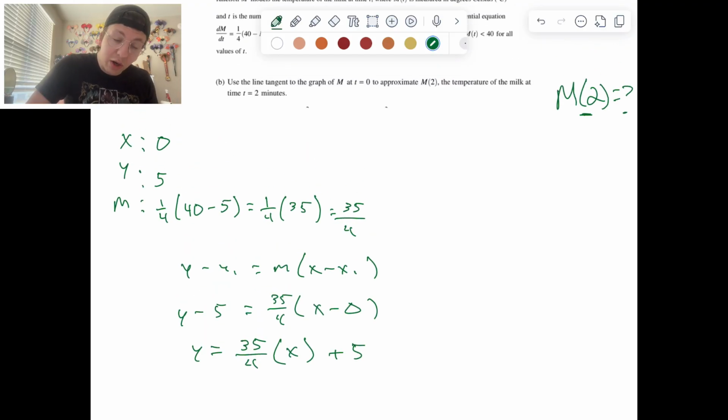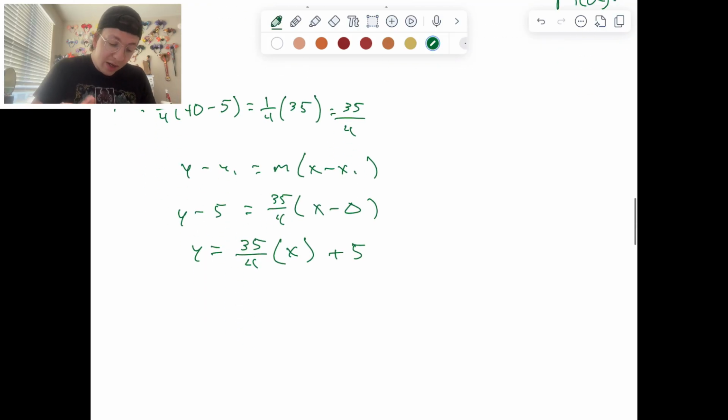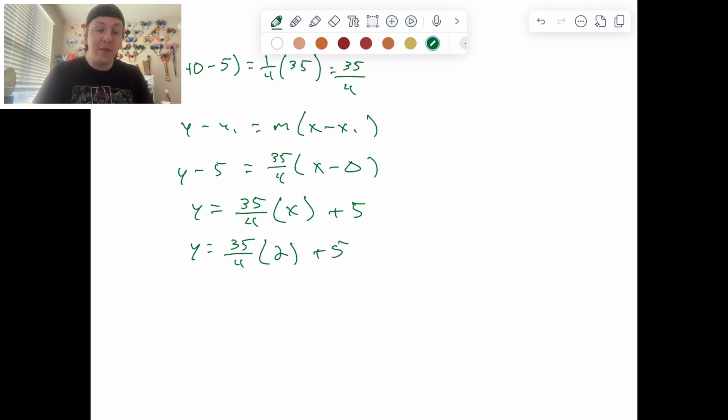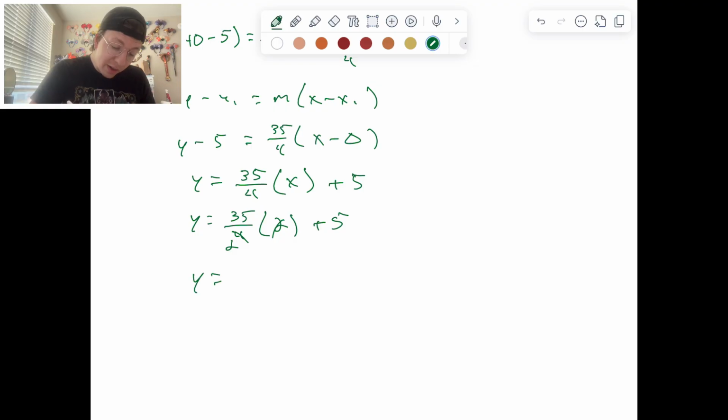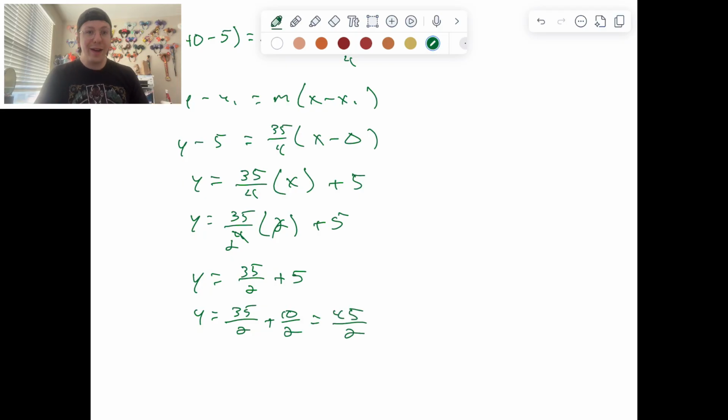All right, and last but not least, let's figure out what this new y value is if I input our 2 into our tangent line. So that will be y is equal to 35 over 4 times 2 plus 5. 35 over 4 times 2, that 2 and that 4 is going to cancel out. So we get y is equal to 35 over 2 plus 5. Let's get like denominators for that 5. So that would be y is equal to 35 over 2 plus 10 over 2. And that's equivalent to 45 over 2. And that is our estimate.